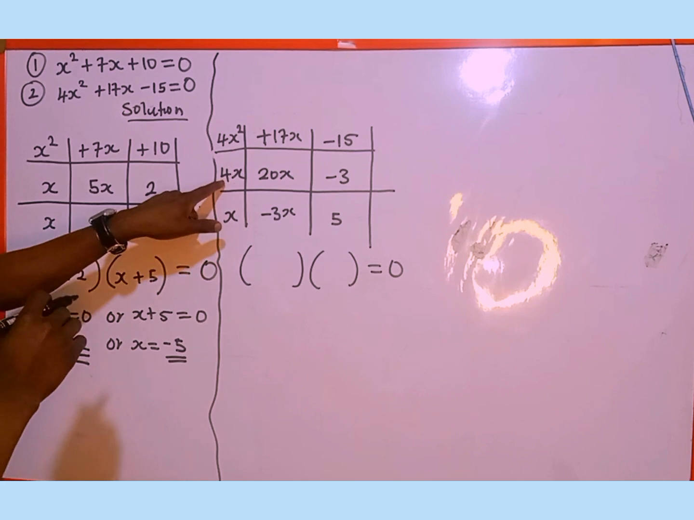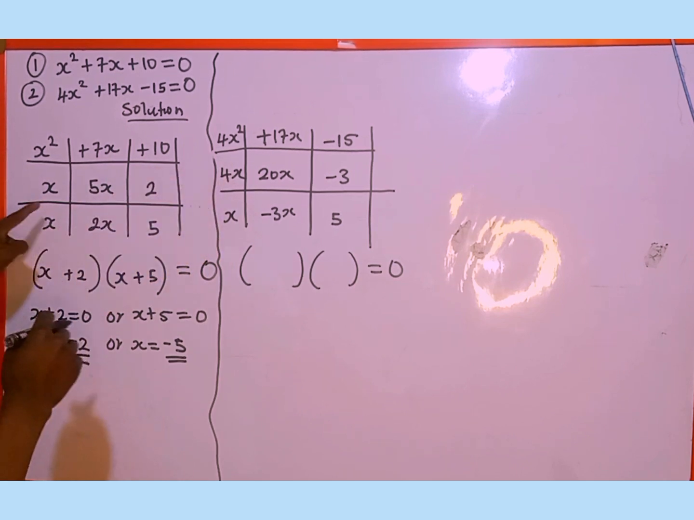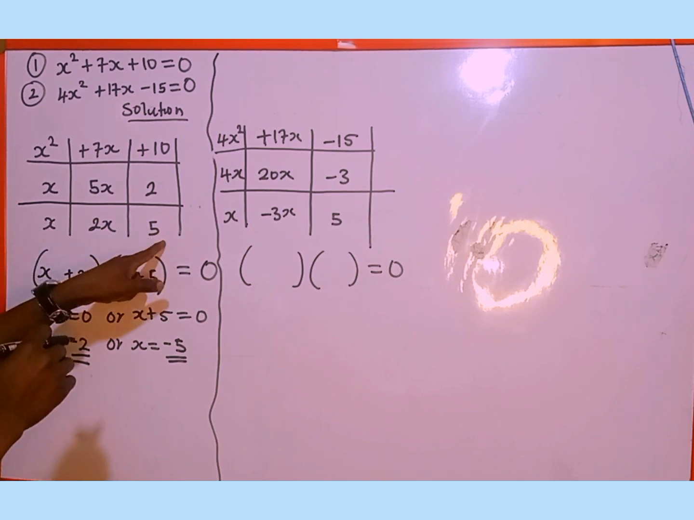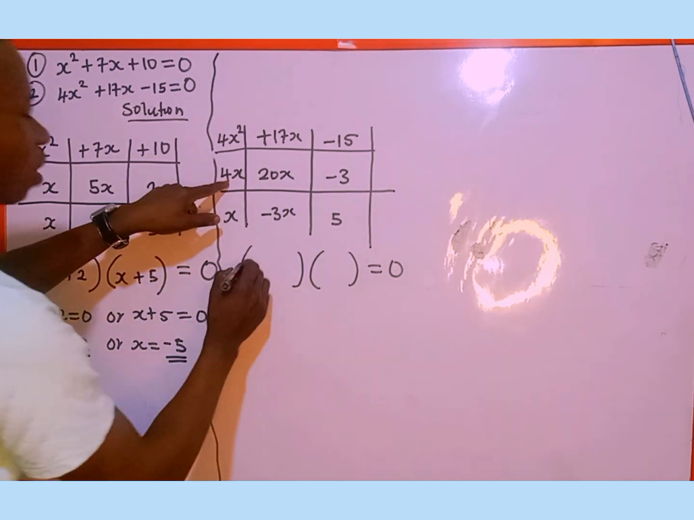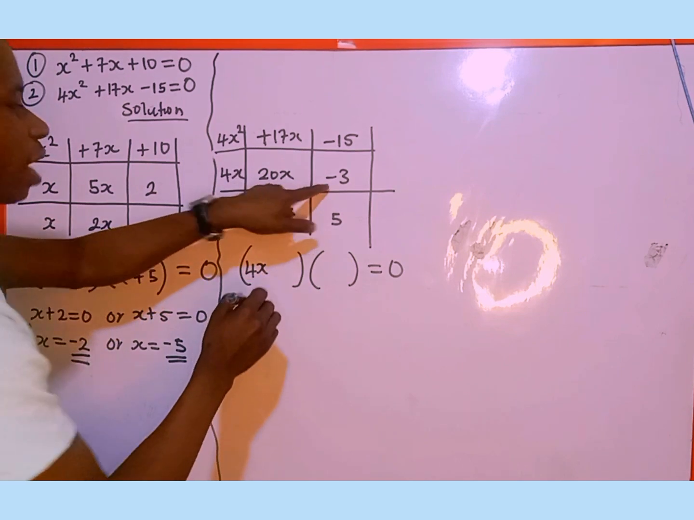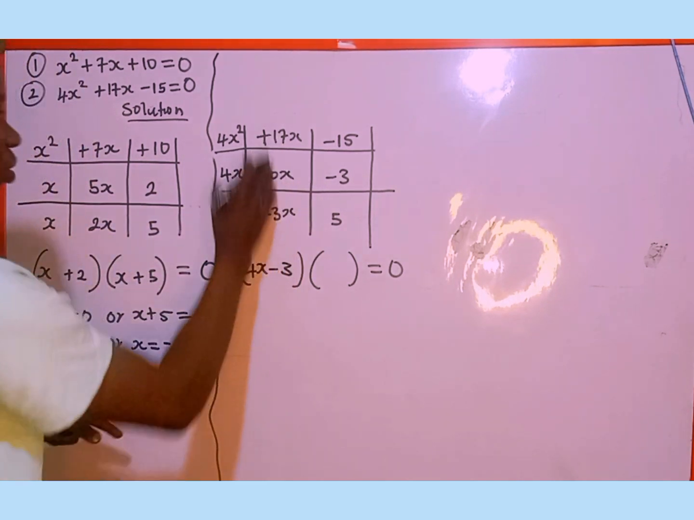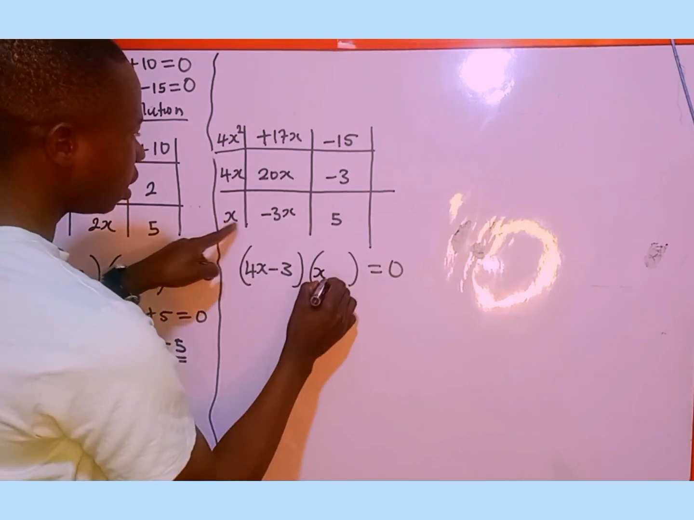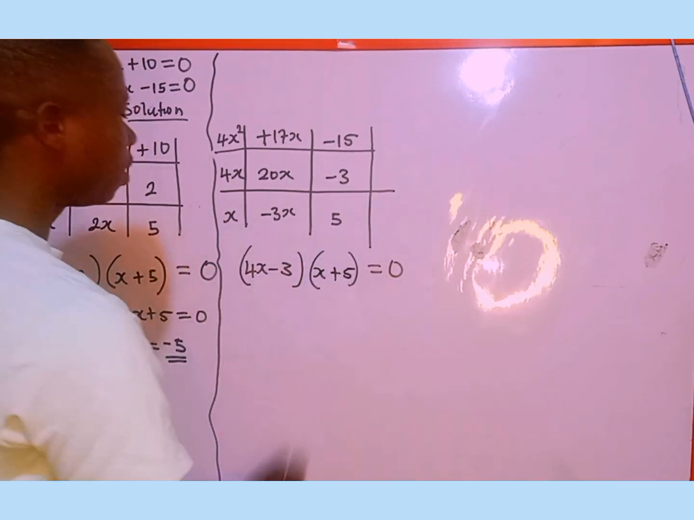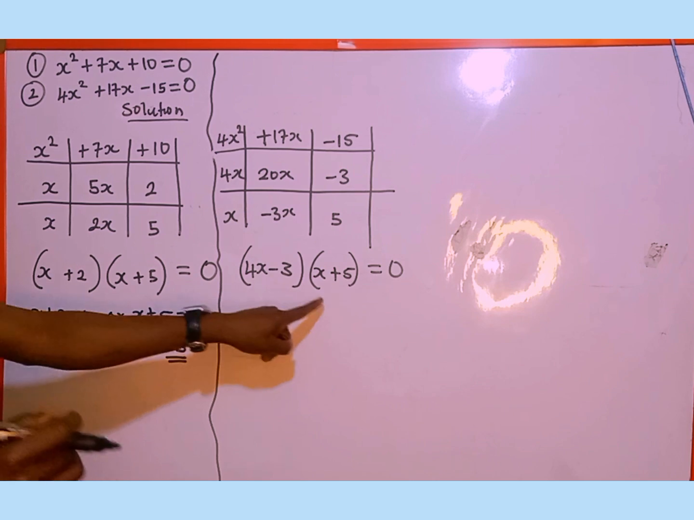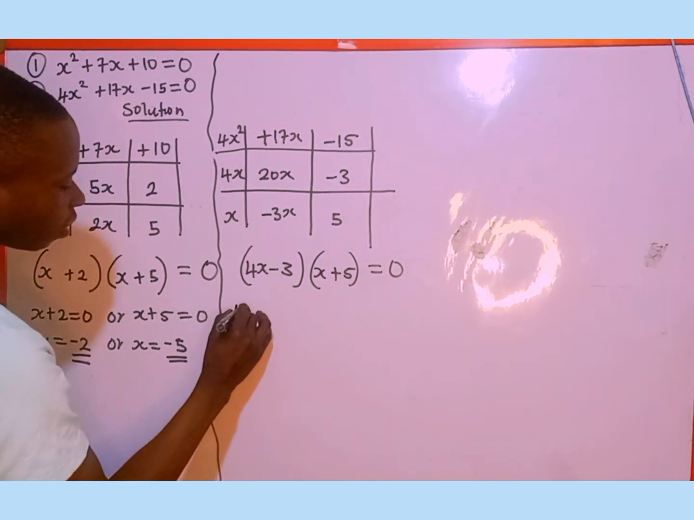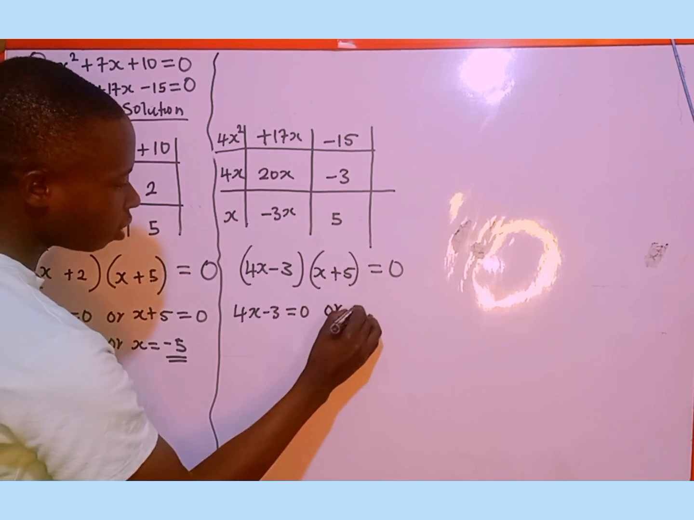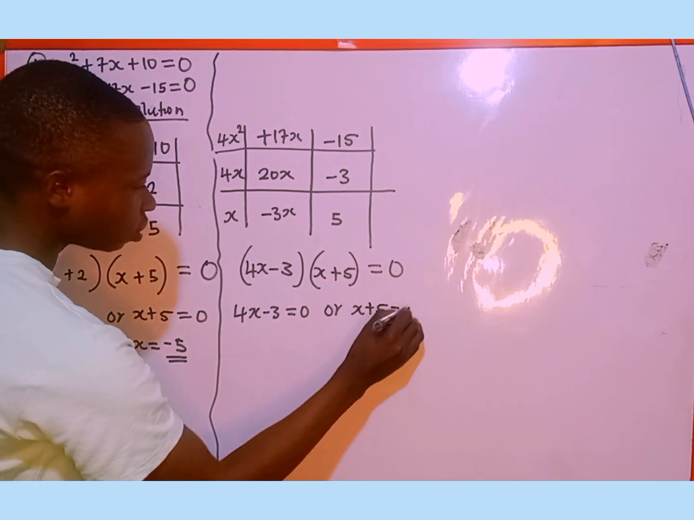Now the first is 4x. Remember what we did here: we pick the first and the last, then the second one and the last one. We have 4x here, then minus 3. Always remember to ignore the middle term. Then we have x here, then positive 5. Now, when two terms are multiplying each other and equal 0, either 4x minus 3 is equal to 0, or x plus 5 is equal to 0.